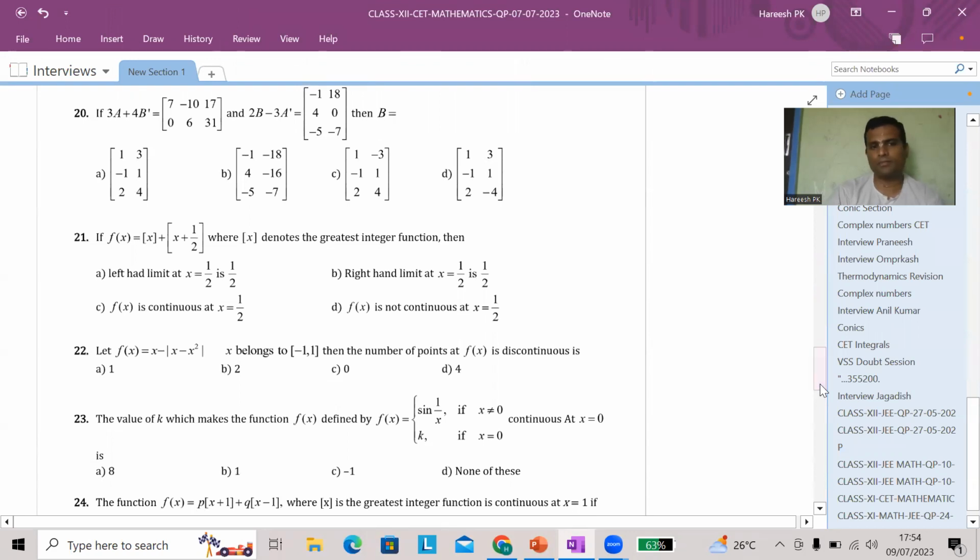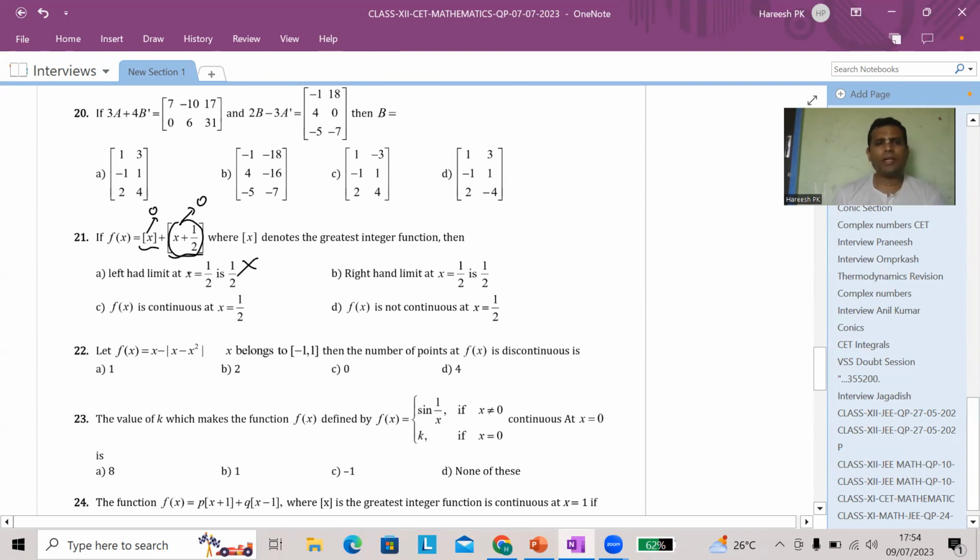So 21 onwards. The function f of x is greatest integer of x plus greatest integer of x plus half. What is the left hand limit? When x is slightly less than half, this is going to be 0. And this whole thing will be slightly less than 1, so this is also 0. So left hand limit is 0. So first one is wrong.